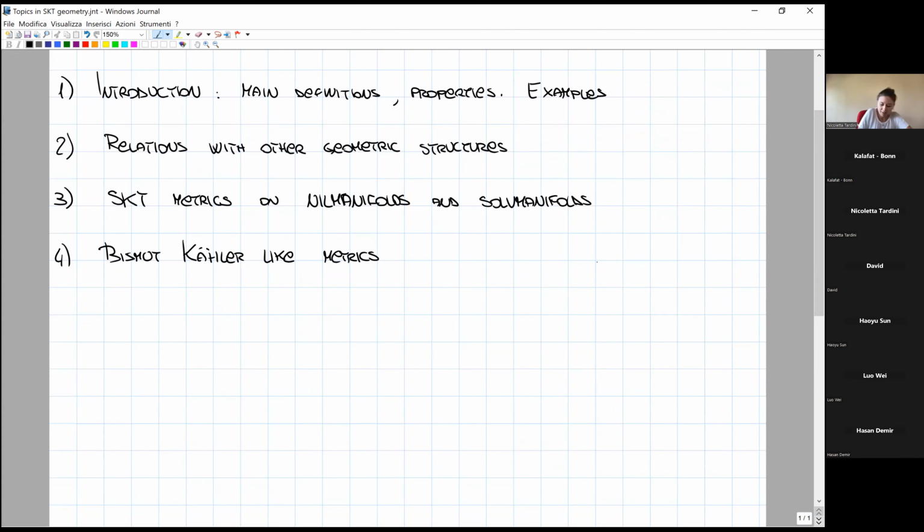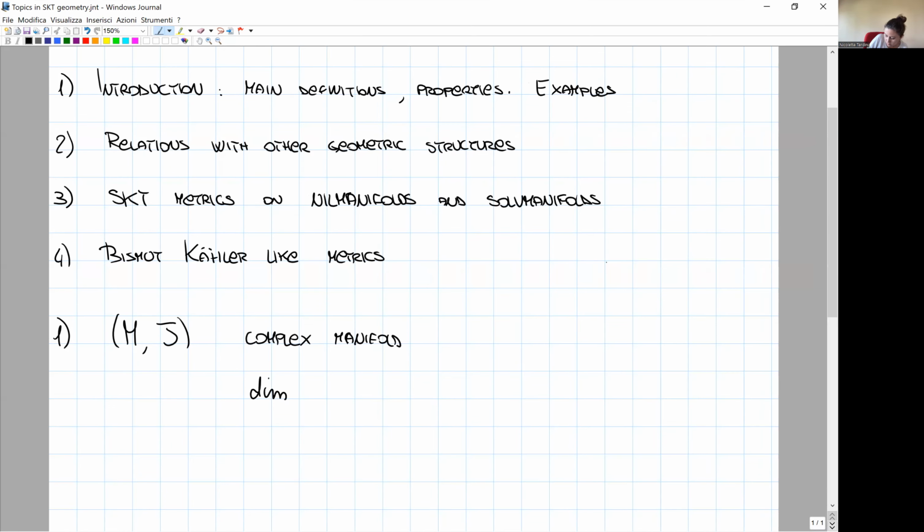All right, so let me start from the beginning. So with the introduction, we will see what SKT metrics are. So the setting is complex geometry. From now on, I will denote with (M, J) a complex manifold. For me, a complex manifold is a pair given by a smooth manifold M, which has real dimension 2n.